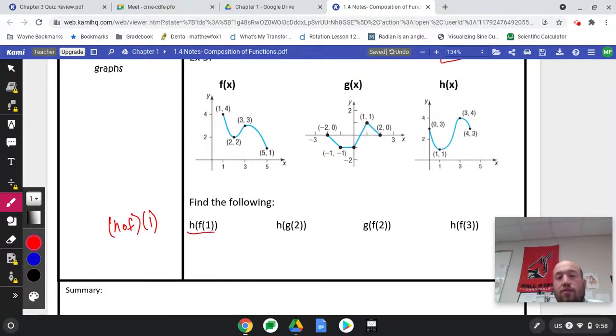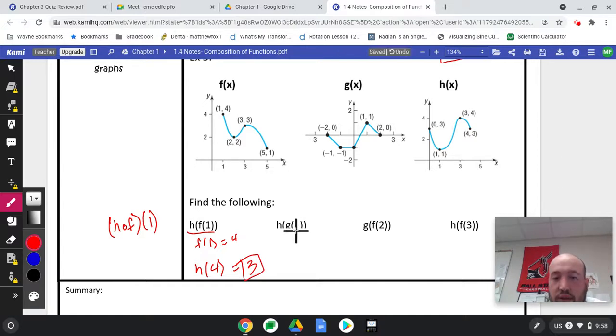So first thing we've got to do is plug 1 into f of x. If I plug in 1, I get a y value or an output of 4. You see right here? That is where the 1 is. I get 4. Now I need to plug that into h. So h of 4, we go over here to 4, and we get 3 as our answer. So f of 1 equals 4, then h of 4 equals 3, and that is our final answer.